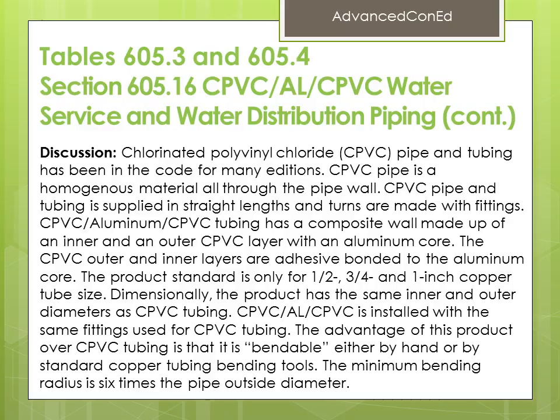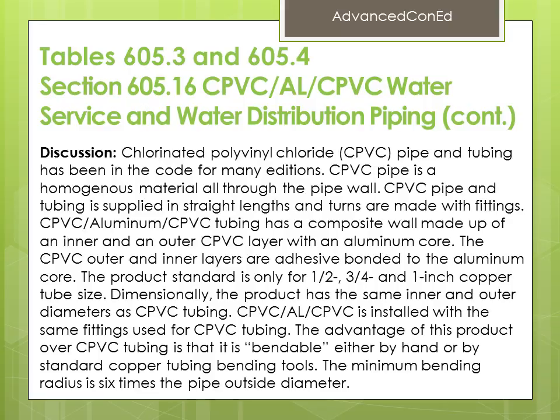Tables 605.3 and 605.4. Section 605.16 CPVC, AL, CPVC, water service and water distribution piping, continued. Discussion. Chlorinated polyvinyl chloride pipe and tubing has been in the code for many editions. CPVC pipe is a homogeneous material all through the pipe wall. CPVC pipe and tubing is supplied in straight lengths and turns are made with fittings.